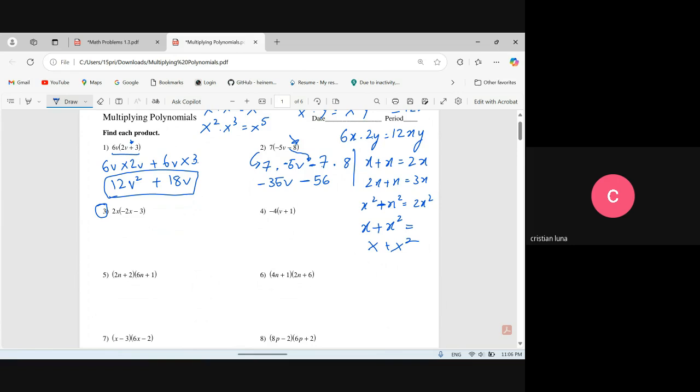Okay. All right. My final answer: I got negative 4x² minus 6x. Negative 4x² minus 6x is correct. Yes. Nice.